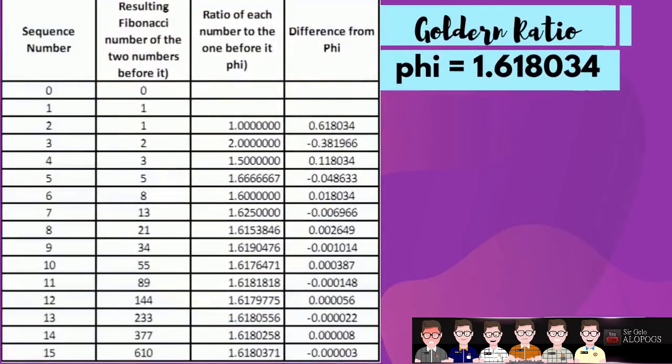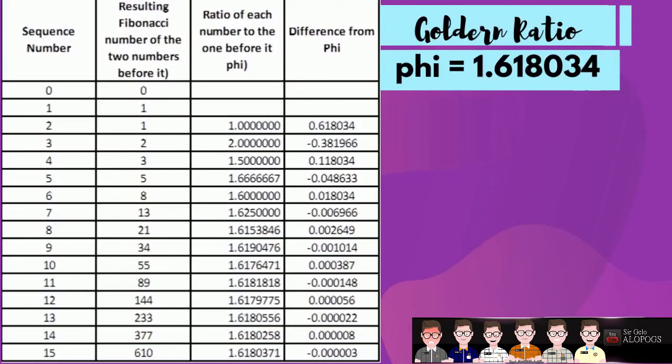If you look at this table, the first column is the sequence number: 0, 1, 2, 3, 4, 5, and so forth. The next column is our Fibonacci number: 0, 1, 1 plus 1 is 2, 2 plus 3 is 5, 5 plus 8 is equal to 13, and so on infinitely. The next column is the ratio of each number to the one before it. So if you still remember, divide the larger number by the smaller number.